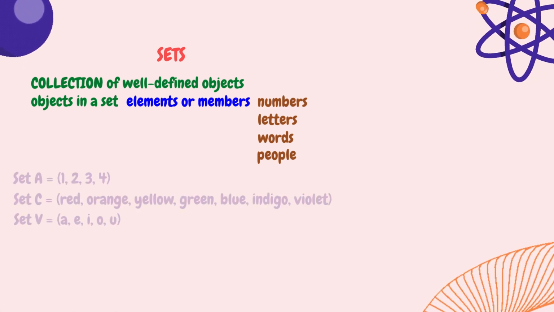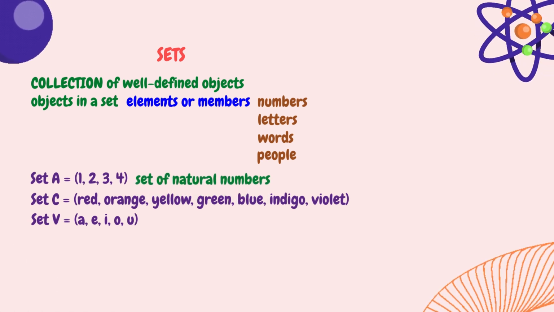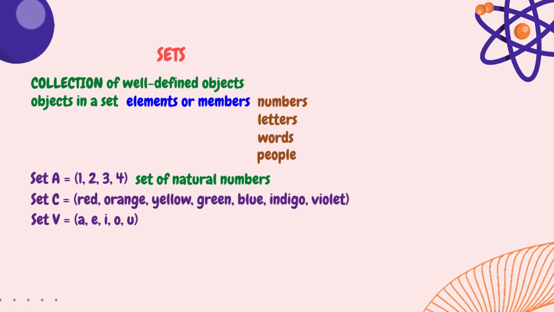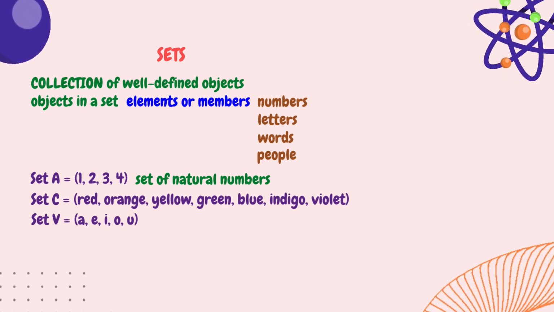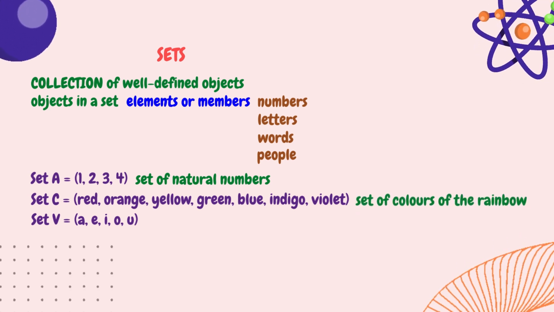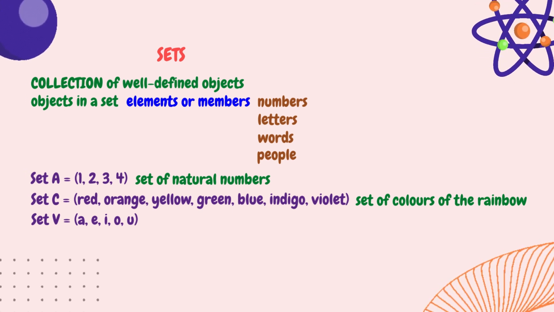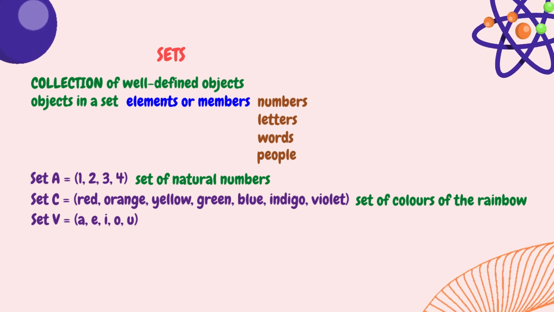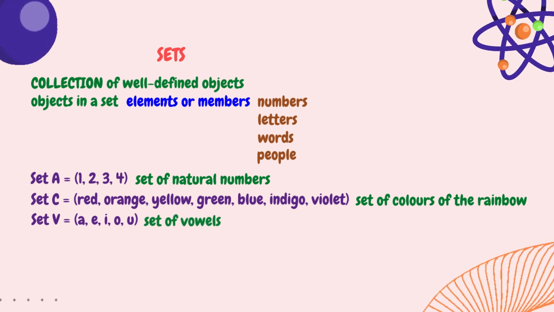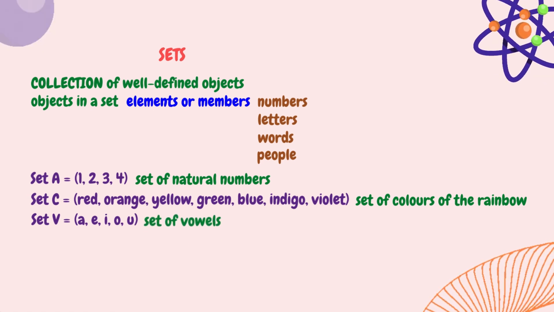For instance, given these three sets, set A is a set of natural numbers. A is a set. The numbers are elements of set A, and the elements are enclosed by brackets. Set C is a set of colors of the rainbow. C is a set, and the individual colors are elements of a set. Set V is a set of vowels. V is a set, and vowels are elements of the set.